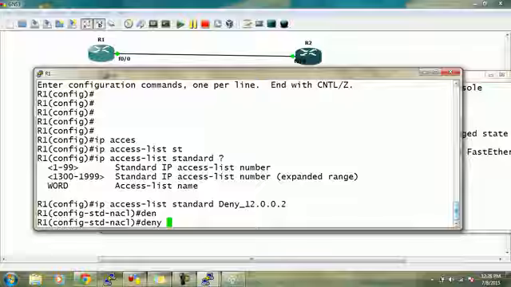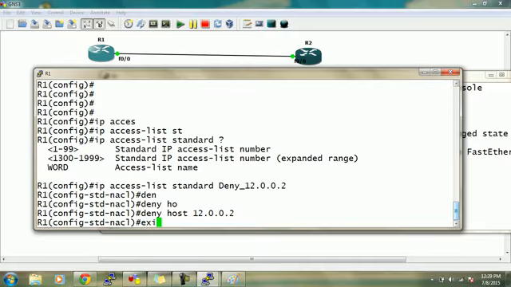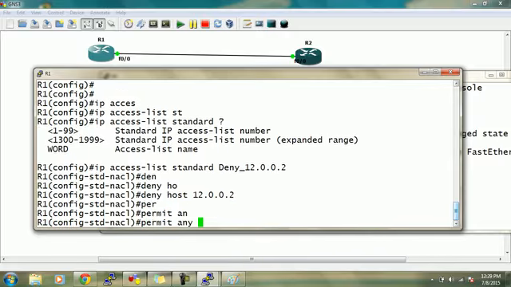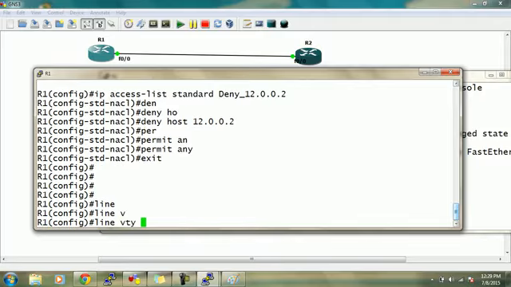What do I have to deny? Host or network? Host, a single IP. I will write it here. Which host? 12002. Agree? On which router am I? On which router have I configured SSH? R1. This thing is clear? If I deny something, all other things will be denied. So after this I will write a statement: permit any. This thing is clear? Fine.